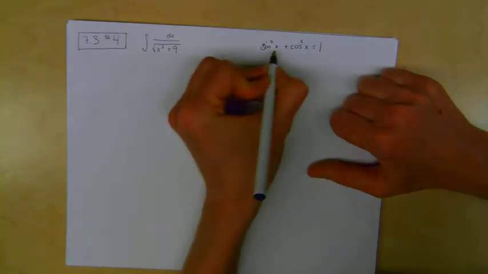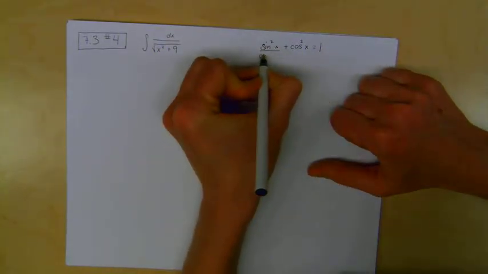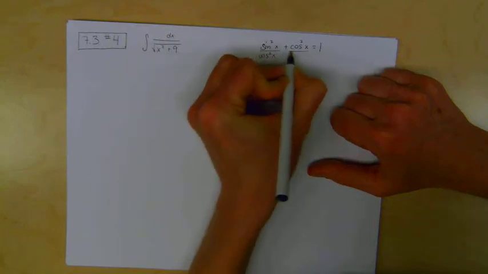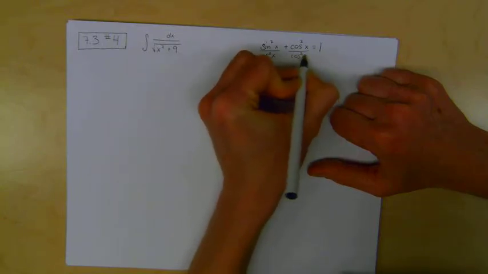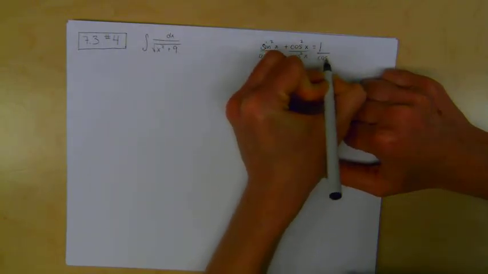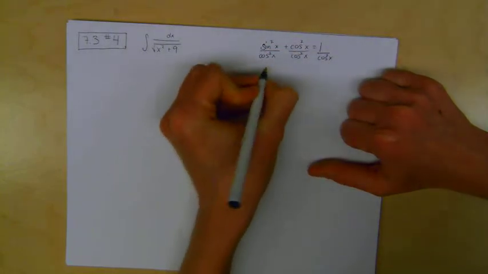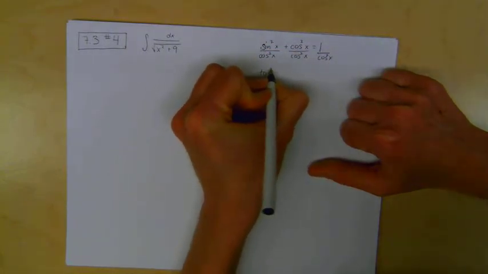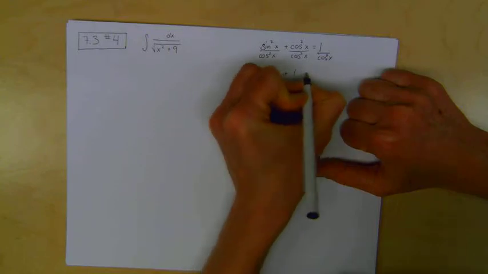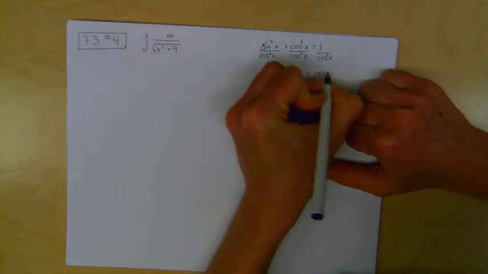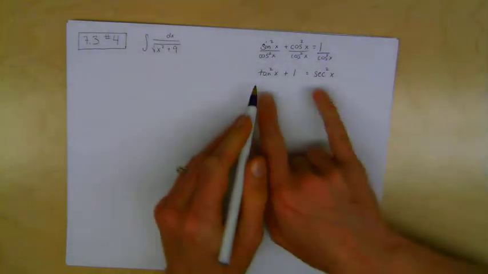So I'm going to take this identity and divide everything by cosine squared. And when I do that, I derive one of the things that I have on the sheet. This gives me tangent squared x plus 1 is equal to secant squared x. And this is the identity that I want to use.